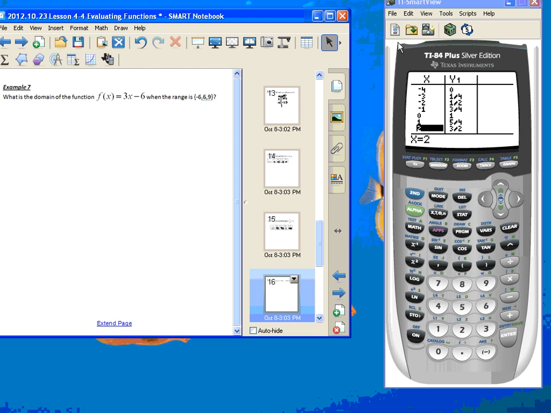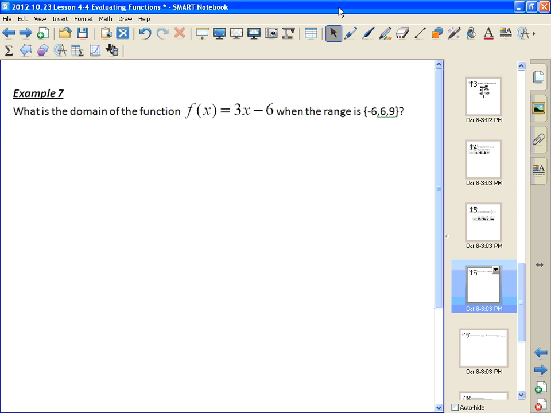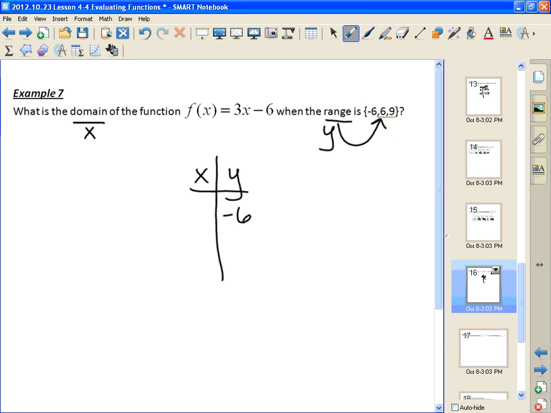Okay, now on example 7, if you have been working ahead, it is possible that you did it wrong. So make sure that you pay attention here. On example 7, it says, what is the domain? So what is that? X. It says, what is the x of the function f of x equals 3x minus 6 when the range is that. So for the range, what is range? Y values. So these numbers right here are y values. So in your table, when you put x and y, these go in the y column. So I put -6, 6, and 9.